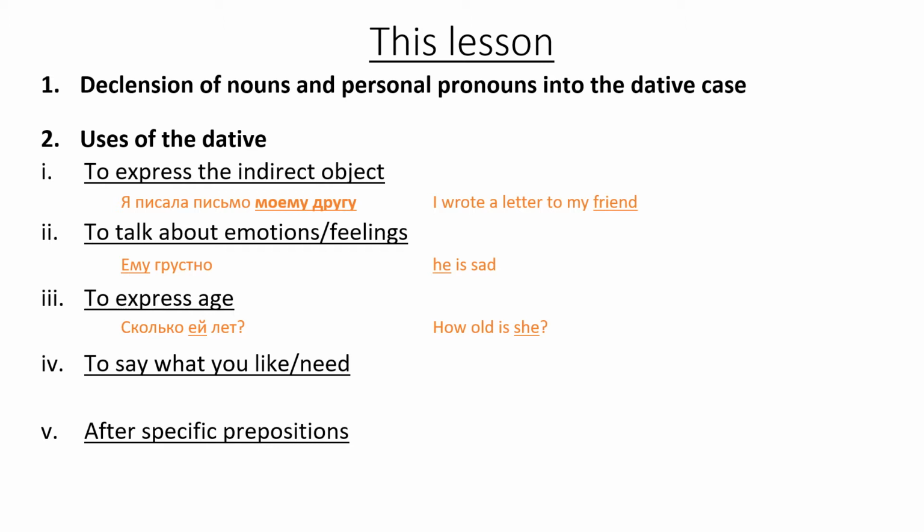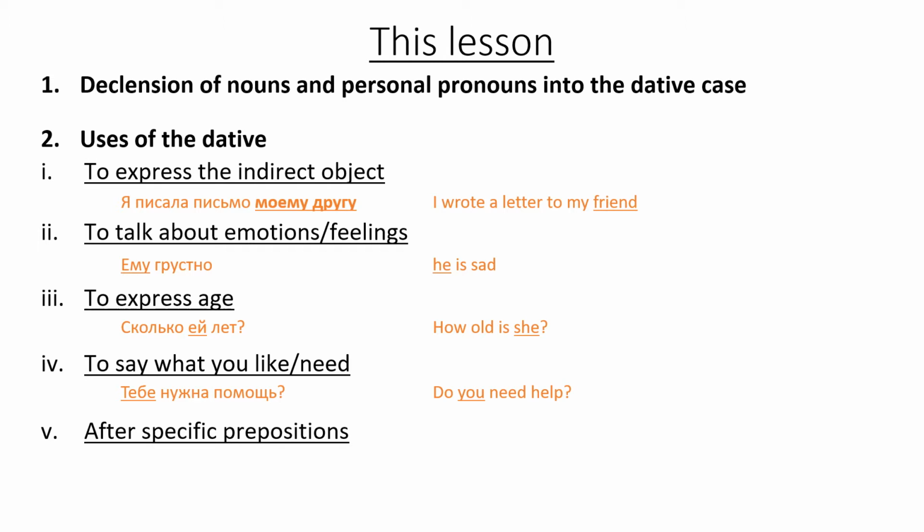The fourth use is to say what you like or need using the words нравиться and нужно. So here we have an example. Тебе нужна помощь. Now помощь is a feminine noun, so нужно agrees with помощь here. As you can see, it has а on the end, and that's because it's feminine. Нужна помощь. So it is necessary help to you, or help is necessary to you. Тебе нужна помощь. And we'll look at the word нравиться, to like, in a lot of detail later on in the lesson.